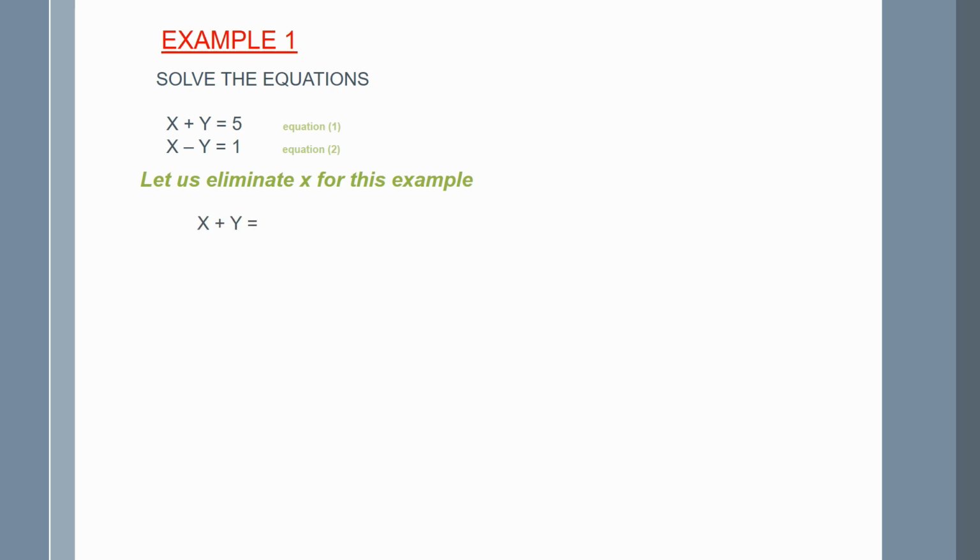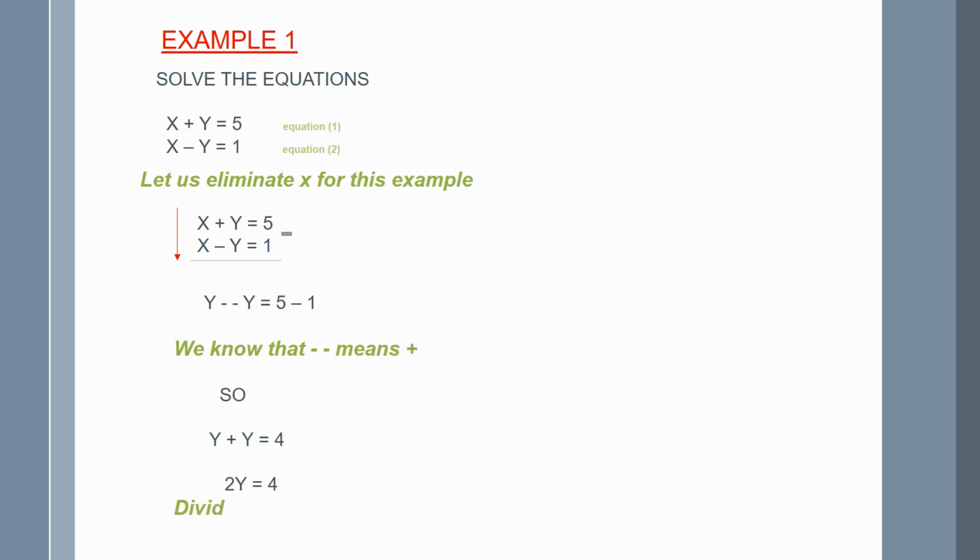Now, we write them and seek to subtract them downwards. That is, we're going to subtract x from x, negative y from y, and 1 from 5. You notice that when we do it that way, x take away x is 0, so we don't have to write it. And y take away negative y will give us 2y, while on the right hand side, 5 take away 1 is 4.